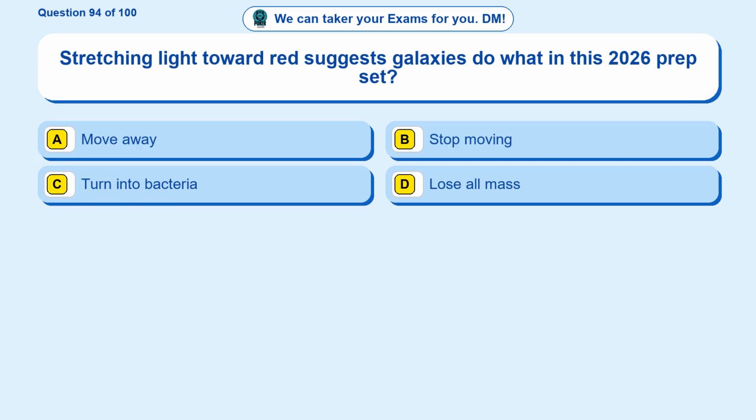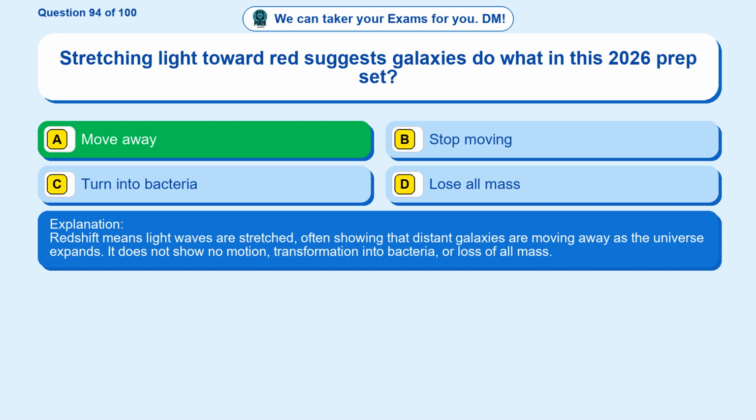Question 94. Stretching light toward red suggests galaxies do what in this 2026 prep set? Option A, move away. Option B, stop moving. Option C, turn into bacteria. Option D, lose all mass. The correct answer is option A, move away. Redshift means light waves are stretched, often showing that distant galaxies are moving away as the universe expands. It does not show no motion, transformation into bacteria, or loss of all mass.